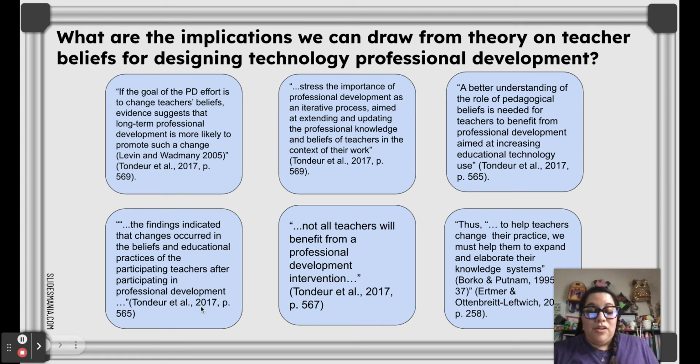In the Tondeur et al. article, they said the findings indicated that changes occurred in the beliefs and educational practices of participating teachers. But it's important to remember that not all teachers will benefit from professional development. So, again, talking about those veteran teachers who are just stuck in their ways, they may not benefit. They may just listen and then go back to do what they do.